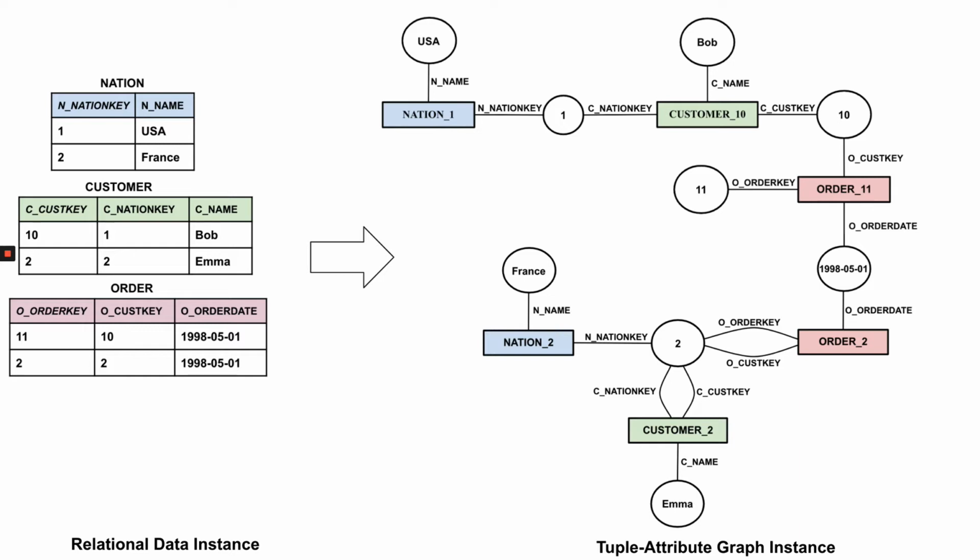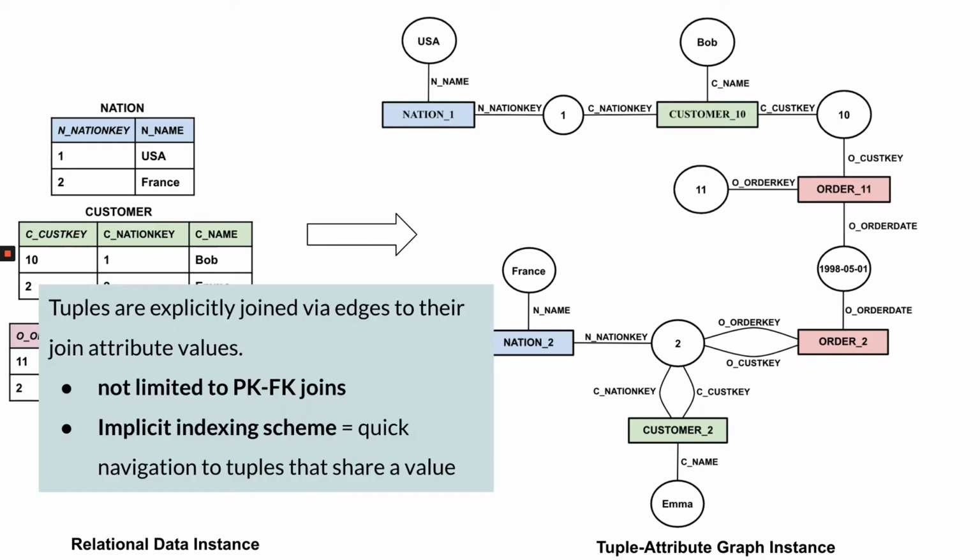The most prominent feature of the TAG data model is that it naturally captures join relationships. That is, tuples that join are explicitly connected via edges to the attribute vertex value that they share, which means that we are not limited to primary-foreign key joins, compared to existing encodings, but that we can join relations based on the equality of any attributes. In addition, attribute vertices provide us an implicit indexing scheme, as in from an attribute value, we can quickly navigate to tuple vertices that contain that value by simply following the outgoing edges.